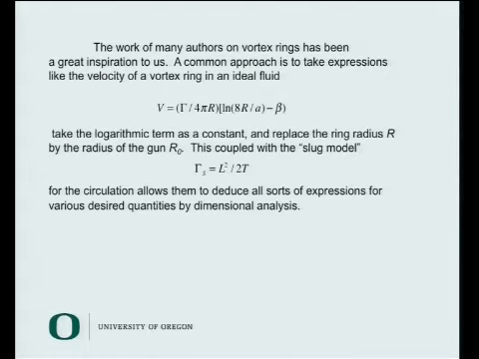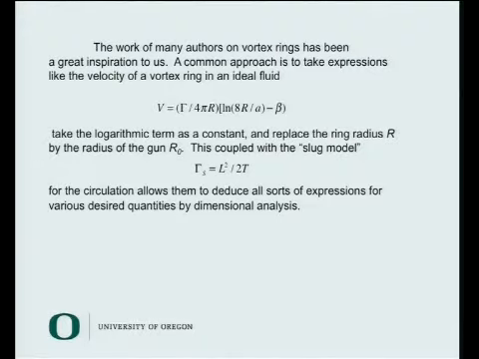If you look up Lamb, or any of the books on inviscid fluid mechanics, you can see the expression for the velocity of a vortex ring. It's the circulation divided by 4 pi times the radius of the ring, with a logarithmic correction, log 8R over a, where a is the core size, and beta is a vorticity structure factor. It depends on how you design the core, whether it's Gaussian or Rankine or any other kind of core, or hollow or whatever.